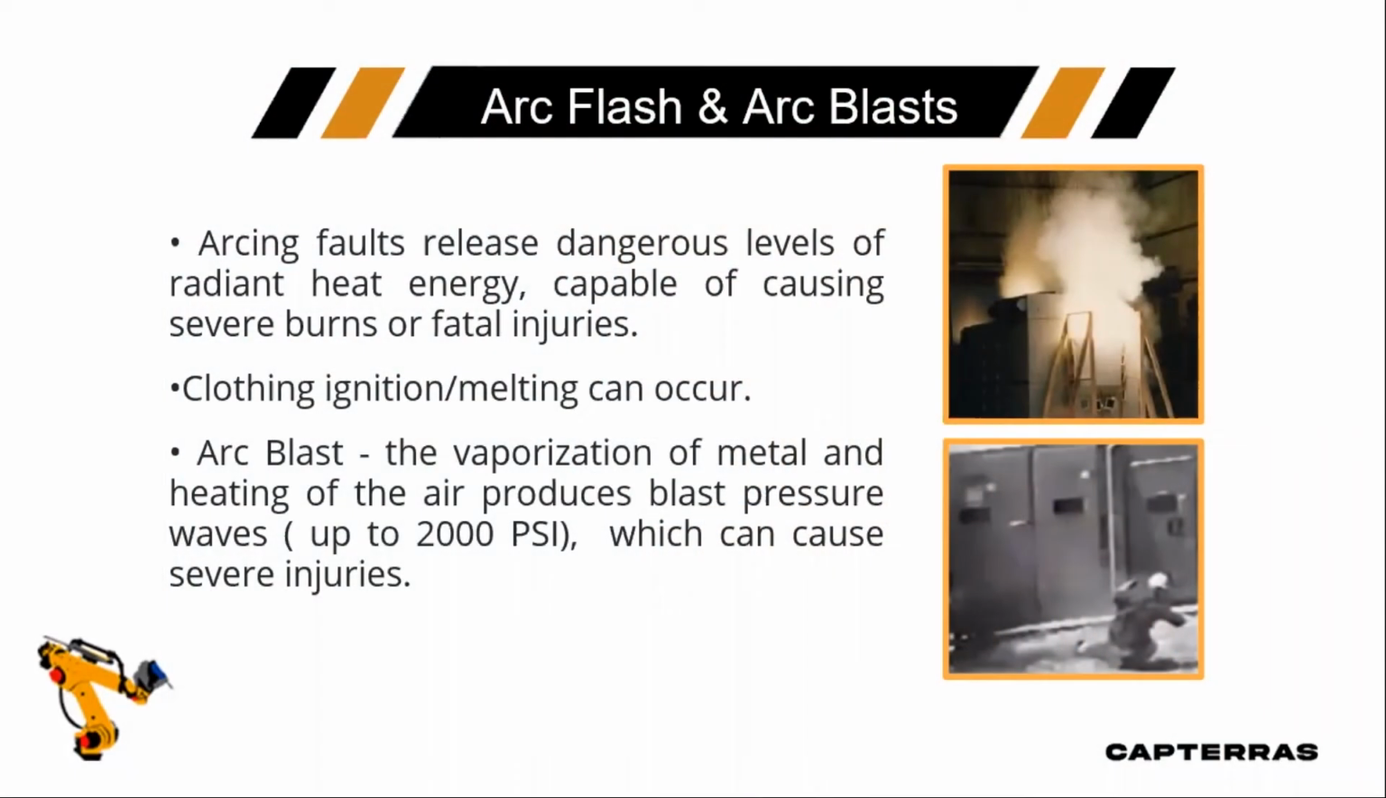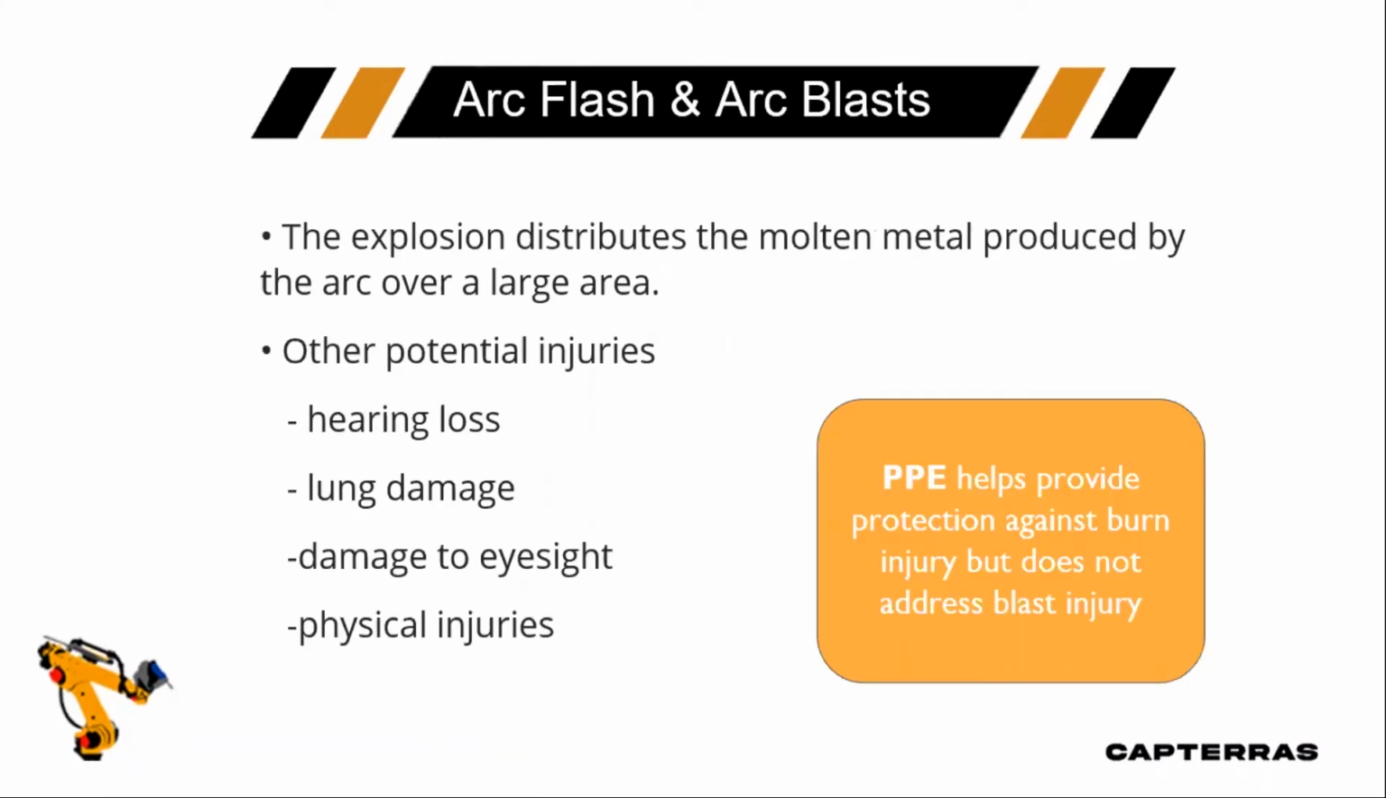Arc flash and arc blast. Arcing faults release dangerous levels of radiant heat energy, capable of causing severe burns or fatal injuries. They can produce cloud ignition, and melting can occur. Arc blast: the vaporization of metal and heating of the air produce blast pressure waves of up to 2000 psi, which can cause severe injuries.